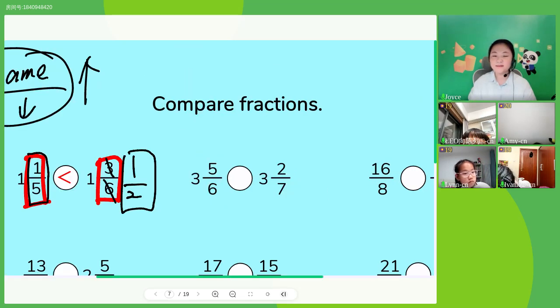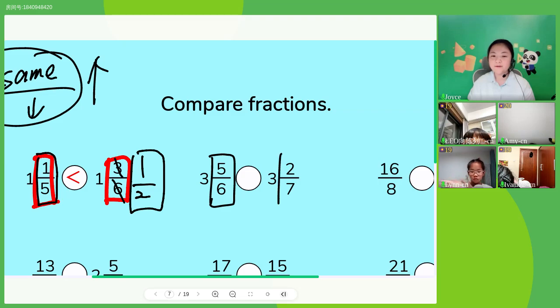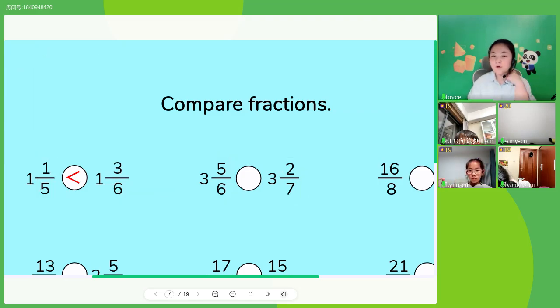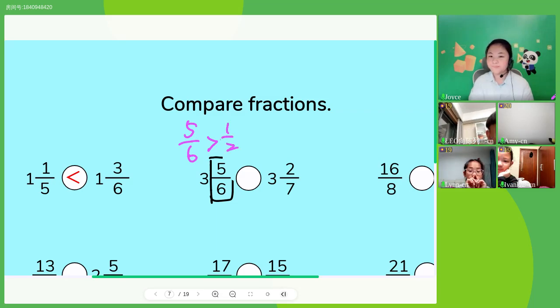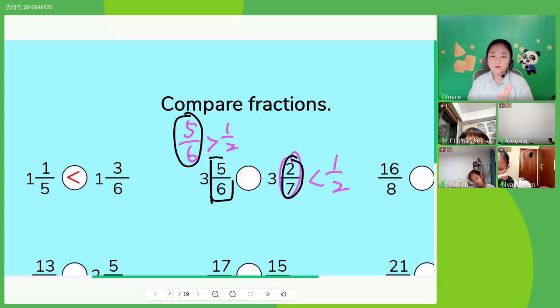Okay, and then let's turn to the next one. 3 whole 5/6 compared with 3 whole 2/7. You can have a much easier way. Look, 5/6. What is half of 6? 3. Half of 6 is 3. You can see 5/6 is greater than 3/6, right? So which means 5/6 is bigger than 1/2. Do you agree? And the 2/7, what is half of 7? Half of 7 is 3.5. But obviously 2 is smaller than that, right? So we say 2/7 is smaller than 1/2. So this one is bigger than 1/2, while this one is smaller than 1/2. So obviously 5/6 is greater, right?